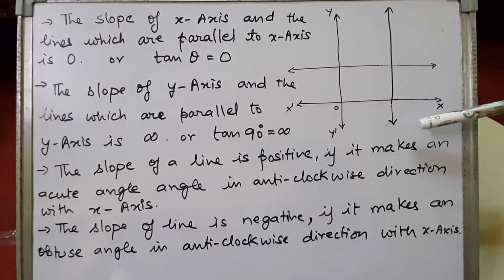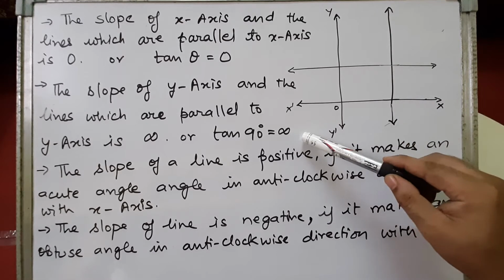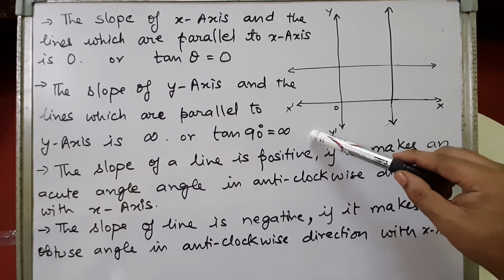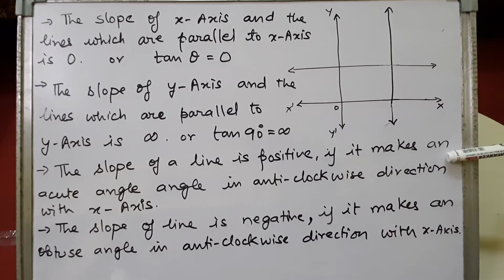Next point, the slope of the y-axis and lines parallel to the y-axis is infinity, not defined. Why? Because if a line is parallel to the y-axis, it is perpendicular to the x-axis. That means the inclination of the line is 90 degrees, and the value of tan 90 degrees is not defined, infinity. So the slope of lines parallel to the y-axis is always not defined or infinity.